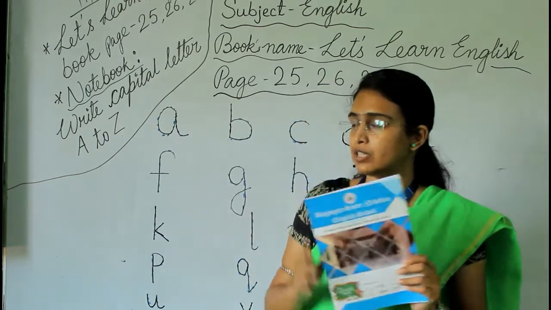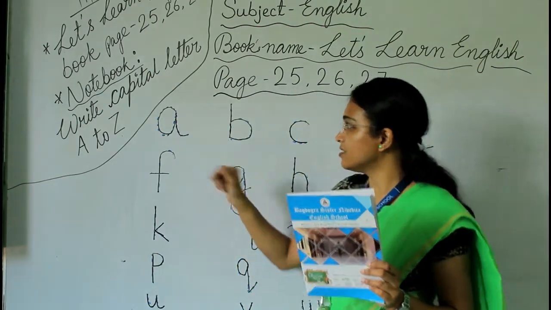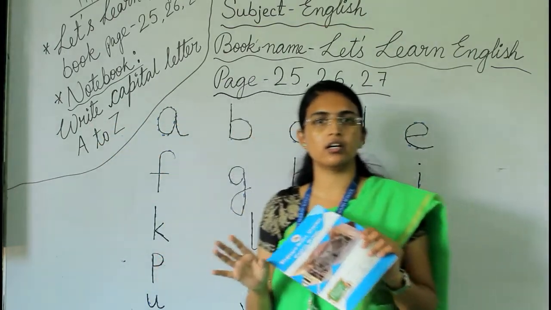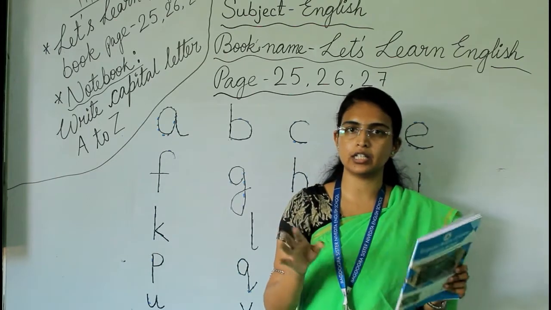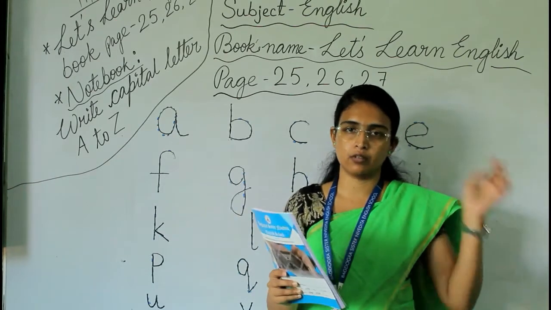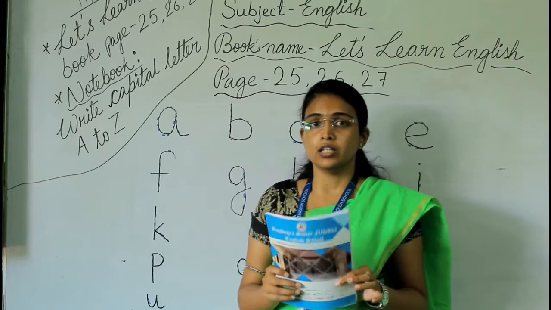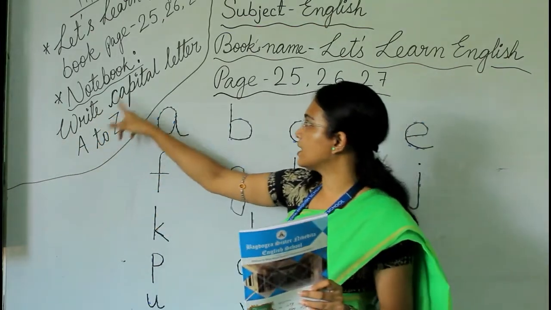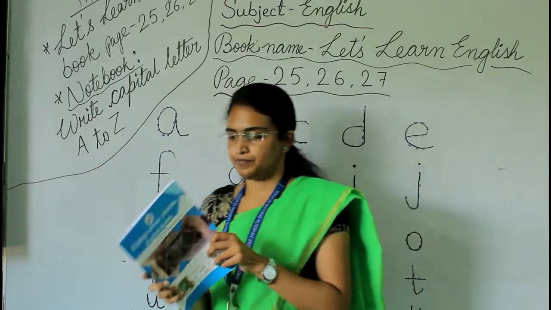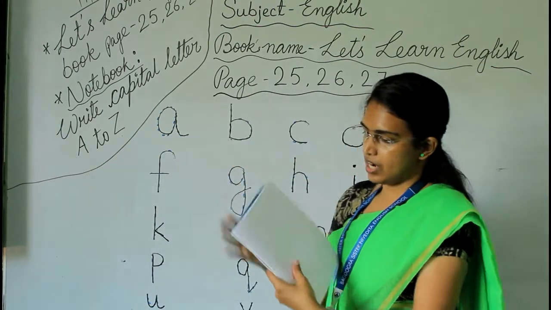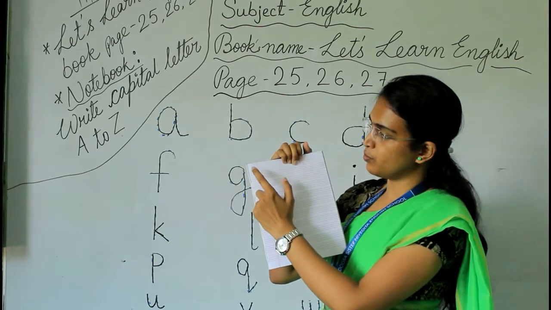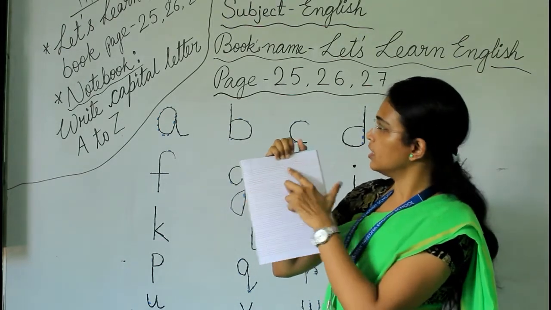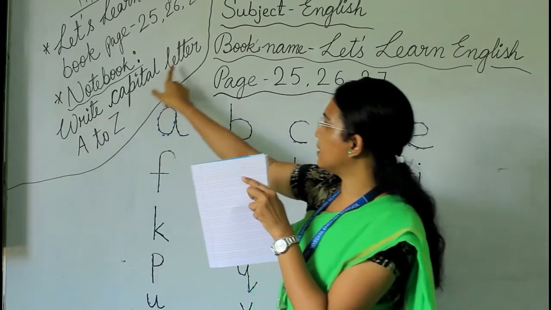So what is the homework? Write capital letters A to Z. We have already done capital letters A to Z on the previous day. So today this will be your homework. You have to write here. You have to put the date and write HW here and write the question here. The question is this: write capital letter A to Z.